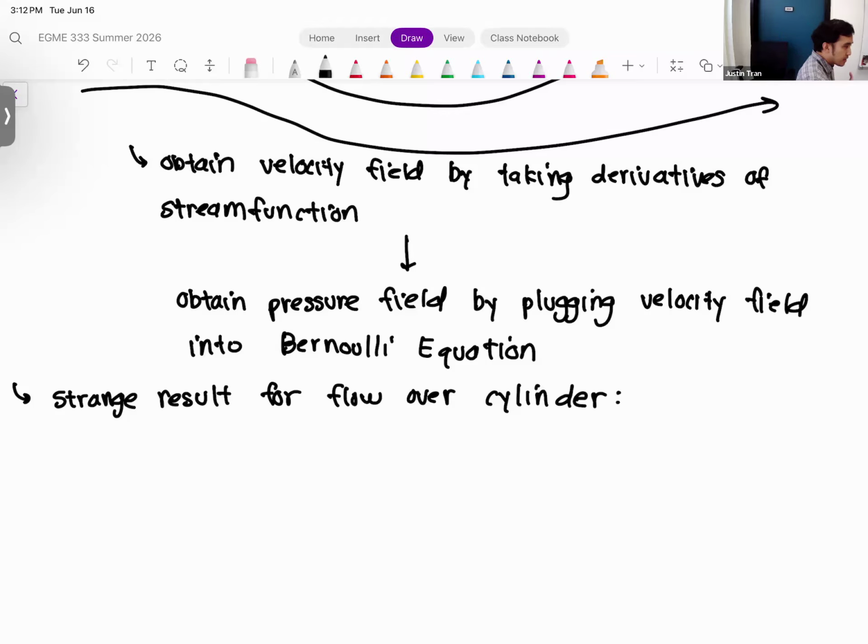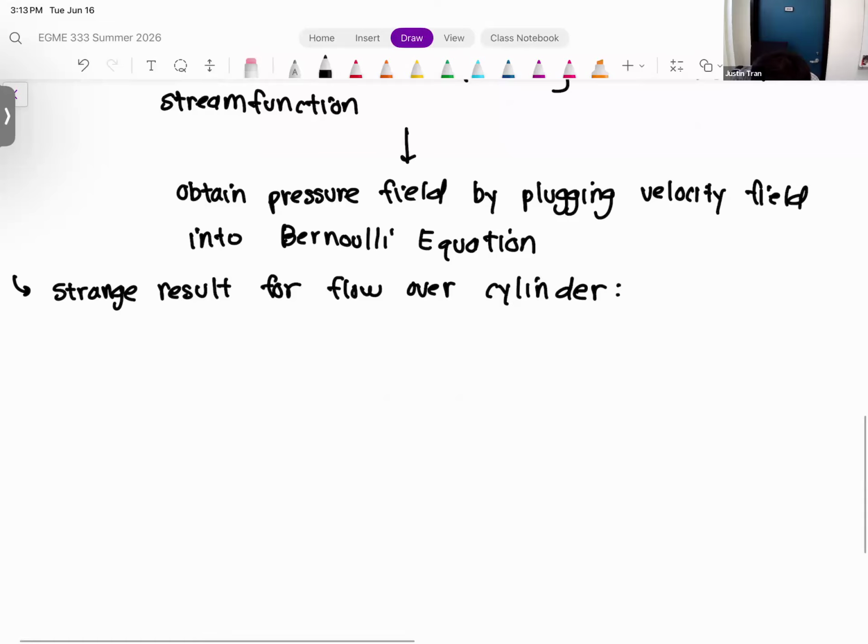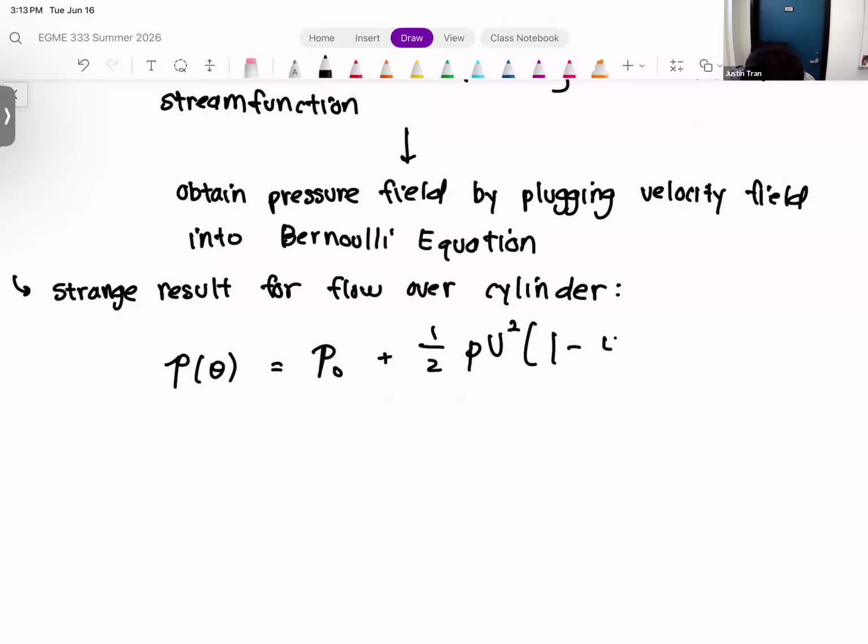We found, by following this exact same process, and so we took the stream functions for the uniform flow and the doublet, we added them together, we took derivatives, we found the velocity field, and then from that velocity field, we plugged into Bernoulli, okay? We obtained the following expression for the pressure, okay? So the pressure field, as a function of theta, is equal to the following: P naught plus 1/2 rho u squared times (1 minus 4 sine squared of theta). Okay. Where theta there is the polar coordinate, so that's the rotation from the positive x-axis.